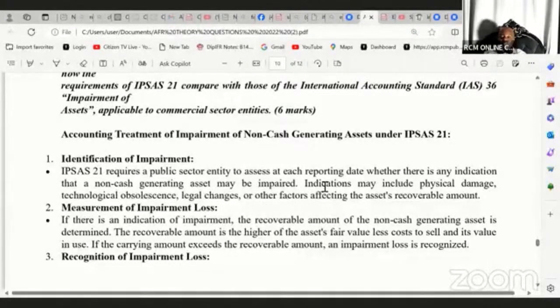Measurement of impairment loss. If there is an indication of impairment, the recoverable amount of the non-cash generating asset is determined. The recoverable amount is the higher of the asset's fair value less cost to sell, and its value in use. If the carrying amount exceeds the recoverable amount, then an impairment loss has to be recognized. If you're carrying this asset at a higher value, 10 million, and you can only recover like 3 million, then the impairment loss in this case has to be recognized. So how do you recognize this?